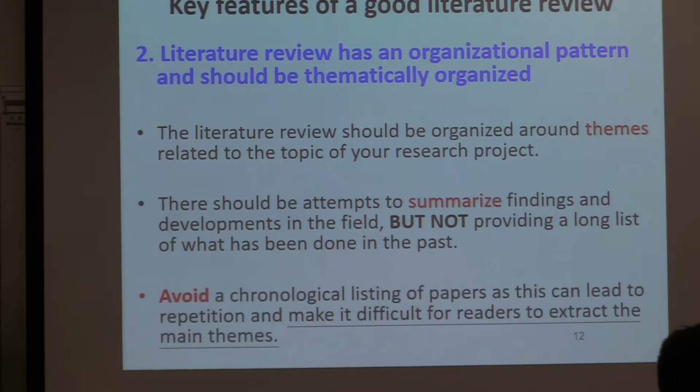So avoid chronological listing of papers, as this can lead to repetition and make it difficult for readers to extract the main themes. Actually, English writing is a kind of writer-responsible language. Do you understand what it means? Particularly in academic writing, it's a writer's responsibility to make everything clear and explicit. You don't even make people guess. It's not the same as writing a novel, right? In a novel, you can foreshadow, give some hints, and later reveal the result. But in academic writing, you have to be very clear and very explicit.